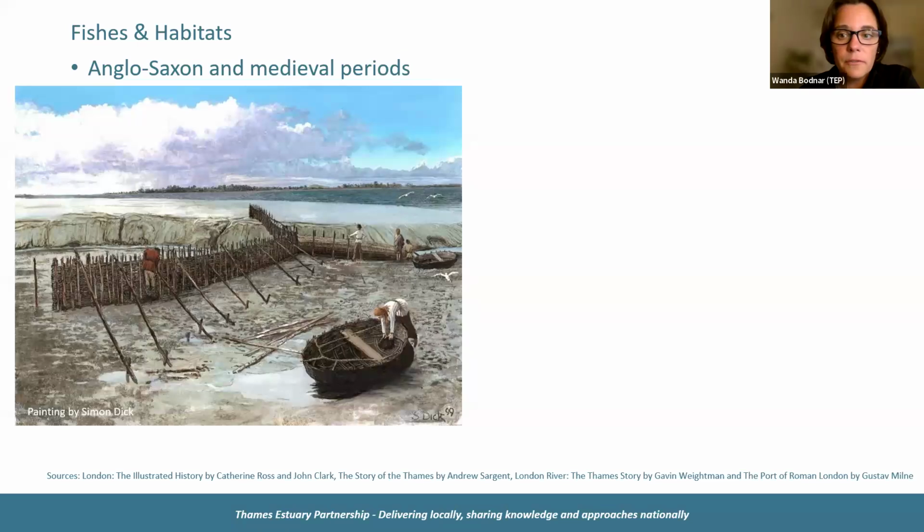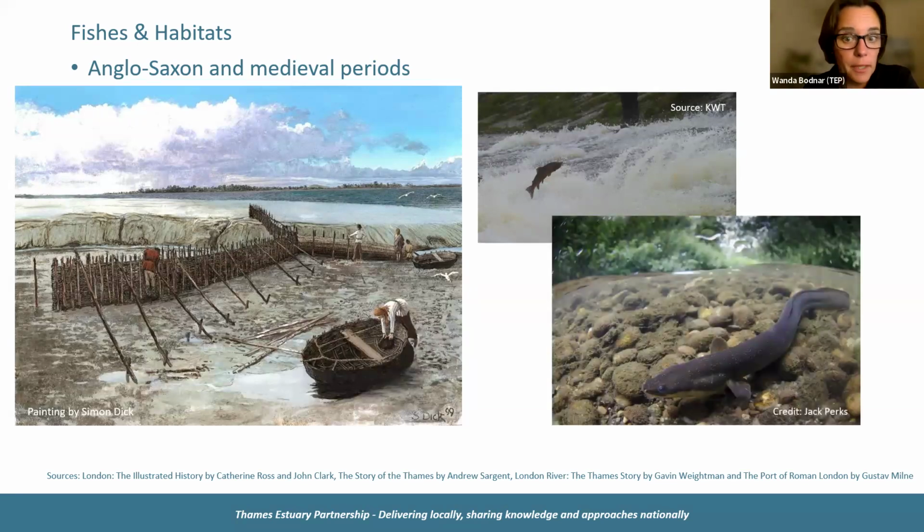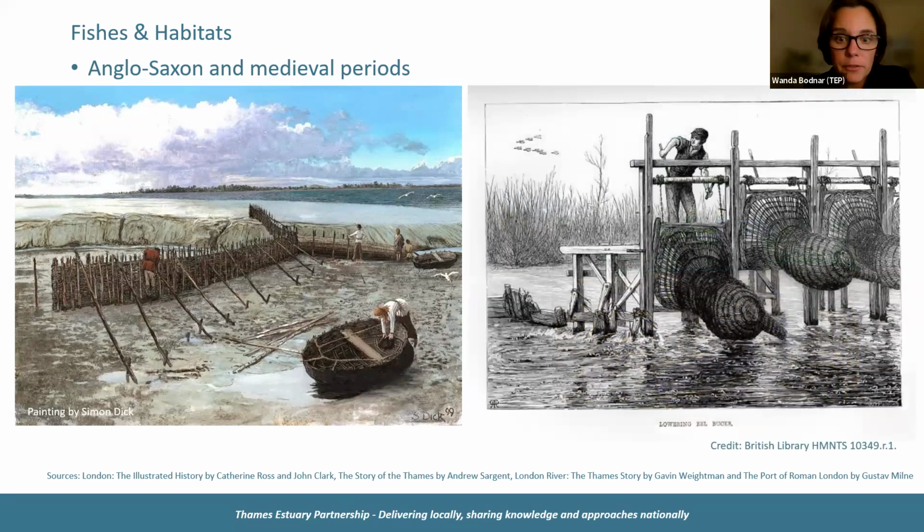The position of the fish weirs at Chelsea and Isleworth gave evidence of the different species they were used for. The weir at Isleworth faces downstream and could have been used to trap salmon, while the one at Chelsea faces upstream and most likely was used to trap eels. They also used specific eel bucks to capture eels during their seaward migration.